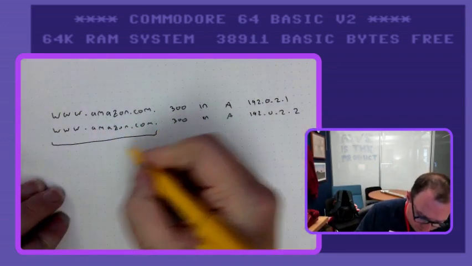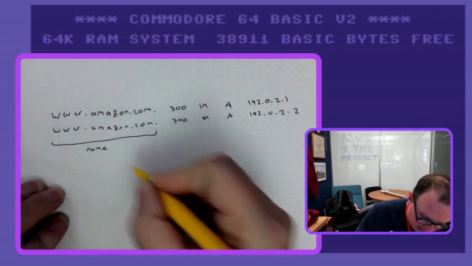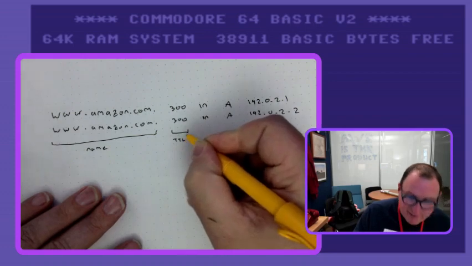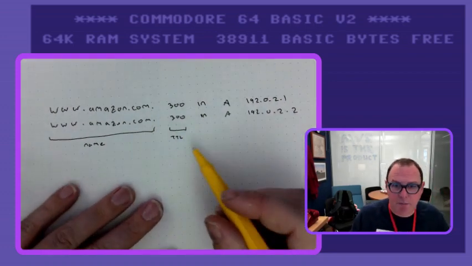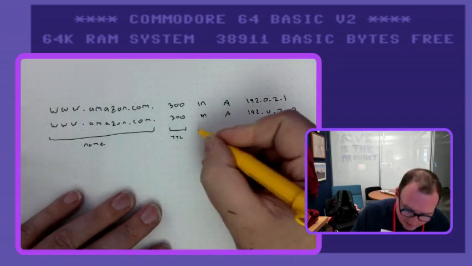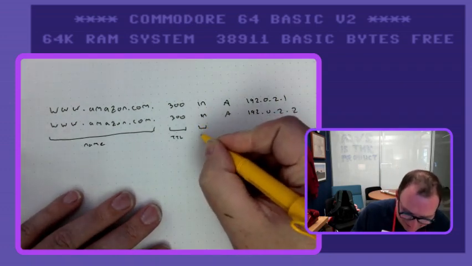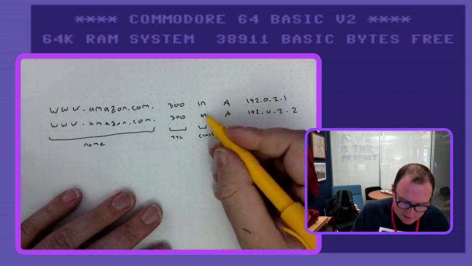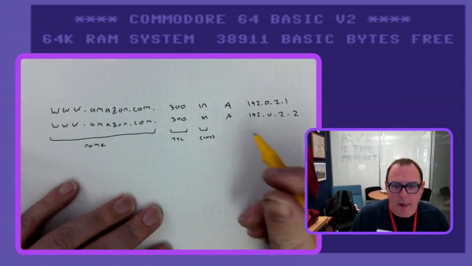So this part's the name. This part's the TTL, which we covered earlier. That's how long it's permissible to cache these things for. This "IN" thing here is actually called the class, and this is the internet class.